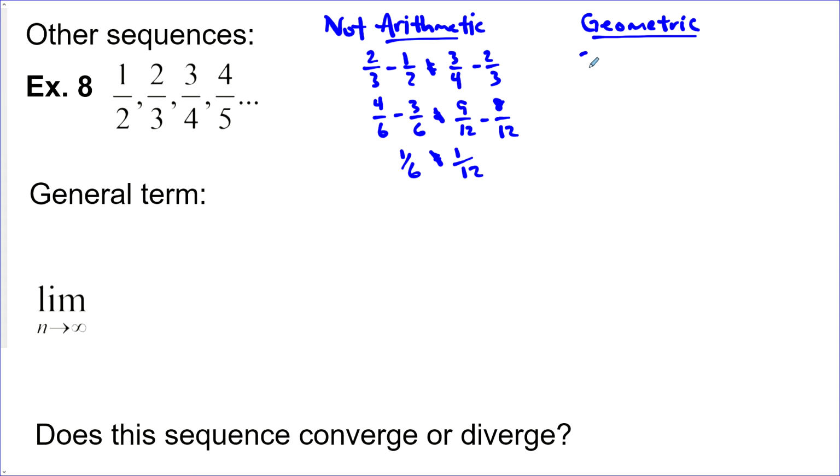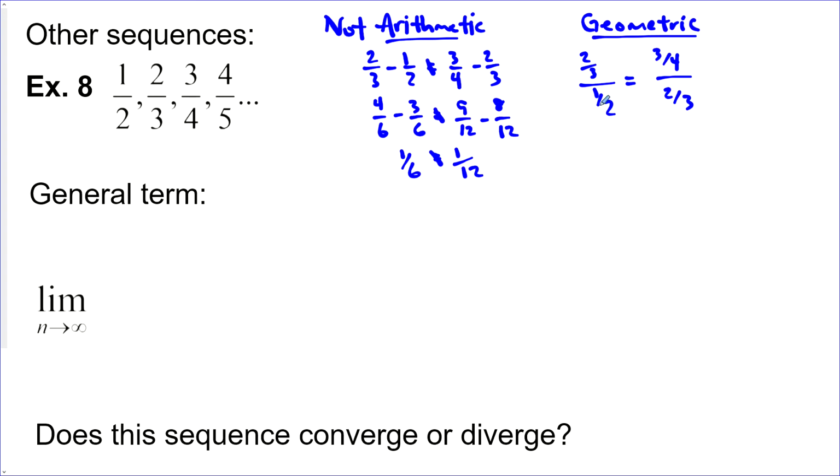So let's say 2/3 divided by 1/2 should be the same ratio as 3/4 divided by 2/3. Now, if you want, you can pause the video, see what you can figure out here, find the general term, and then, of course, play the video once you have your answer. That would always be a good practice. Okay, let's run through this, assuming you're done with that.